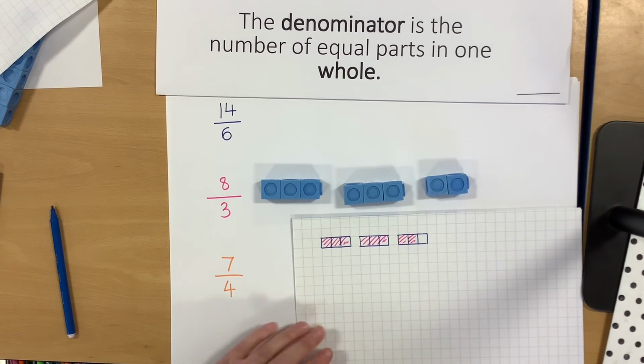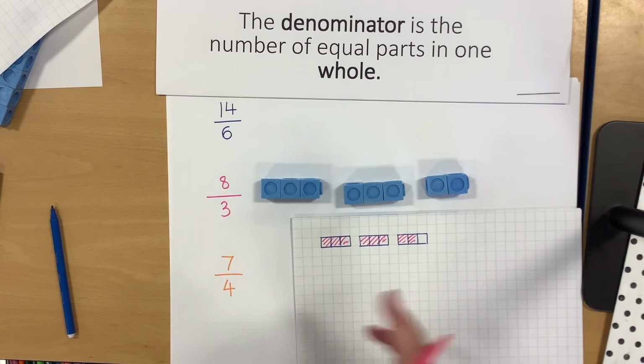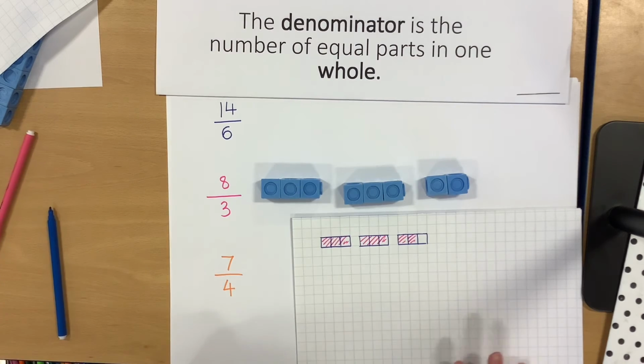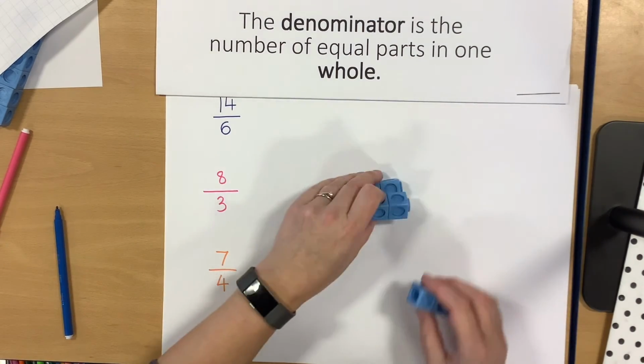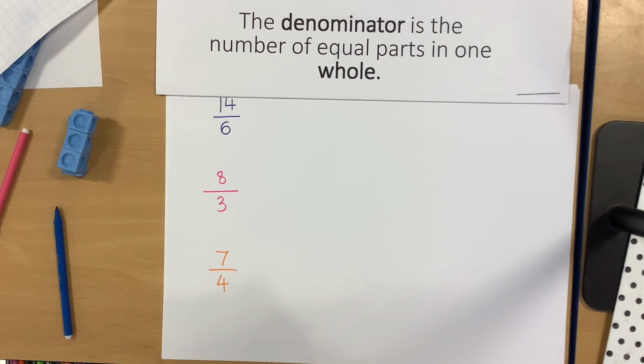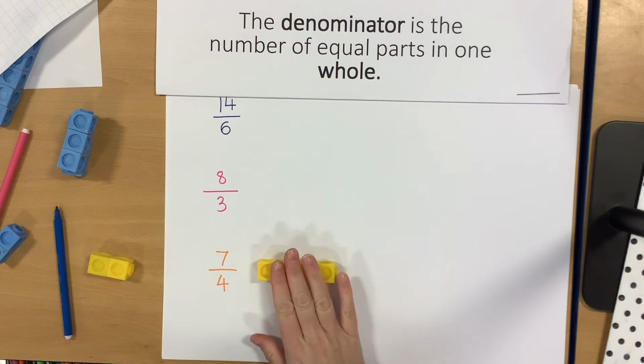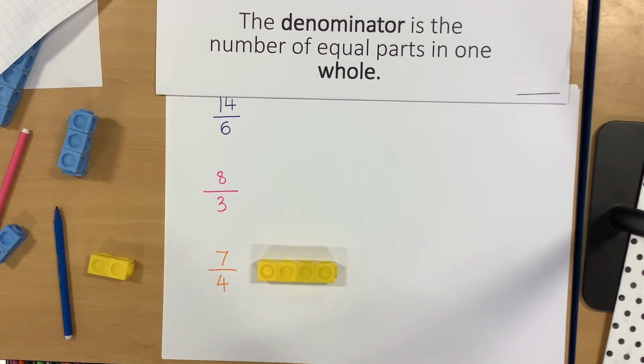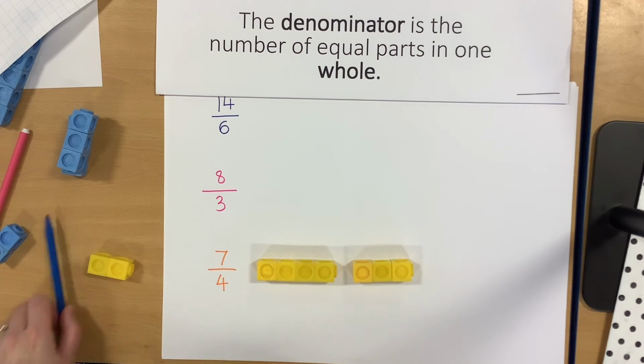Now this time I'm going to do 7/4, but I want you to see if you can build it before I do. So you don't need to pause the video, but can you see if you can make me 7/4 quicker than I can? So of course I'm looking at my denominator first, so I'm working out how many in a whole. And I've got 4 in a whole, so that's a whole one, or 4/4, 5, 6. And there we go. Did you beat me? 7/4 could look like that.